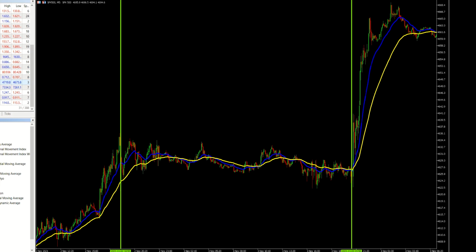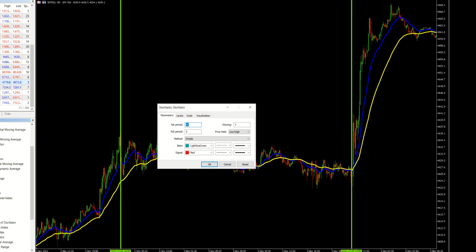So a very simple oscillator that I like personally is the stochastic, and I like it because it ranges between 0 and 100 regardless of the time frame, regardless of the asset. So it's a normalized oscillator, if you like. So you don't want to use too short a period here.